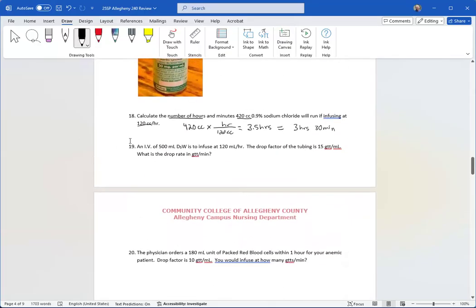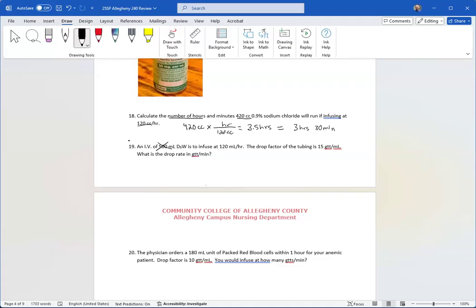Another flow rate question. This is what I was starting to work on. It says we have an IV of 500 milliliters infusing at 120 milliliters per hour. We have a drop factor of 15, and we want to know the drop rate. This is one of those questions with extra information that you might be tempted to use. We don't care what the total IV is for answering a rate question. The rate question is just how quickly it goes through that 500 milliliters or 250 milliliters. It really doesn't matter what the quantity is.